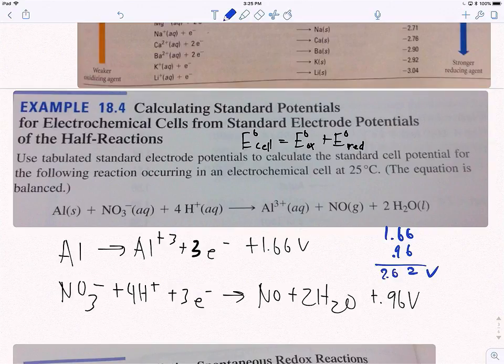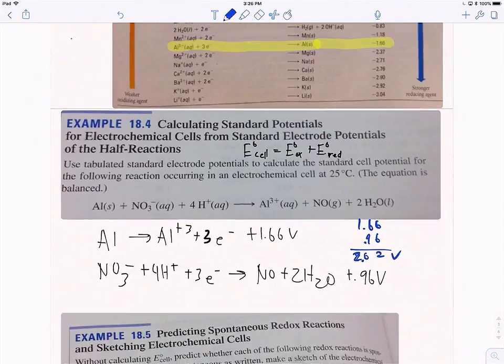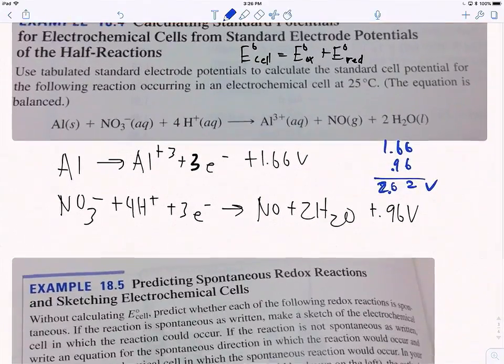So the standard potential for this cell reaction is 2.62 volts. I guess I covered up my decimal point. So it's just the oxidation plus reduction. You have to pay attention to the equation and see which way the electrons are flowing.